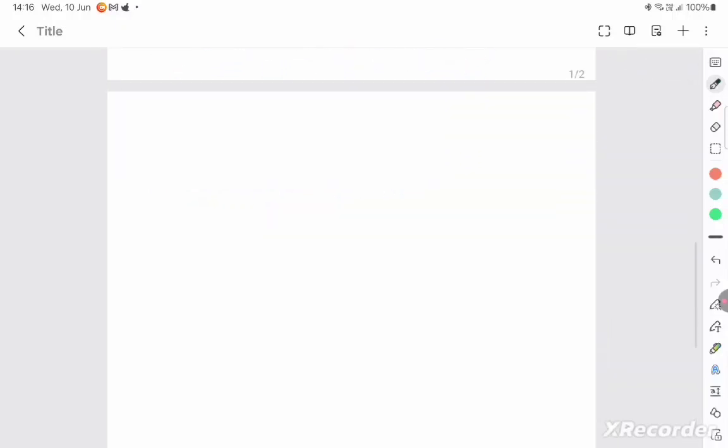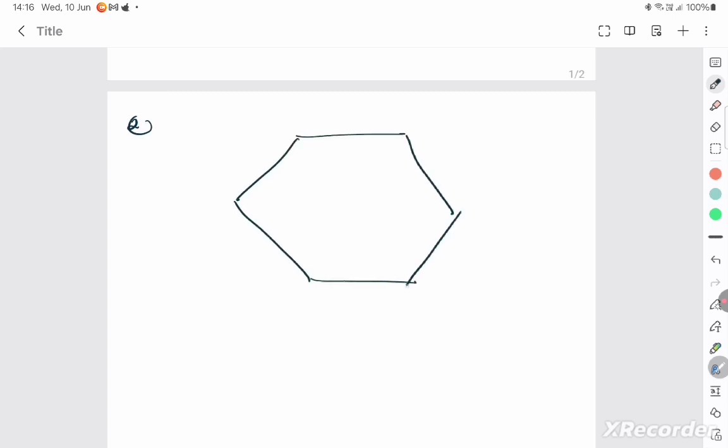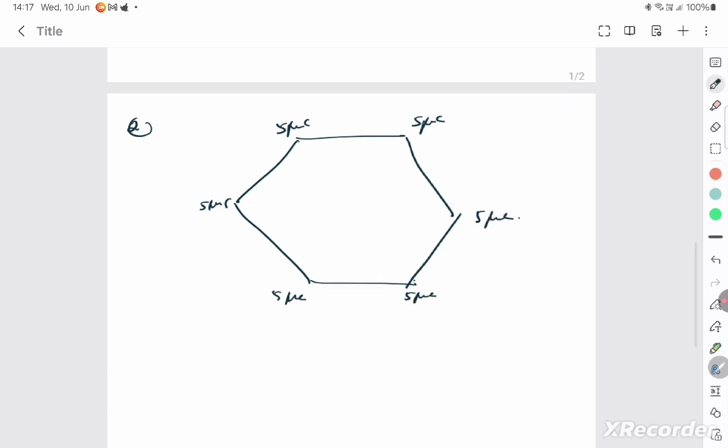The second question is there's a regular hexagon and there are charges on the vertices, each 5 microcoulomb. The advantage, if they ask you the electric field at the center, you can say by symmetry that the electric field will be 0. Why? Again, because it's emanating from positive. Here it's emanating from positive, they're cancelling out.